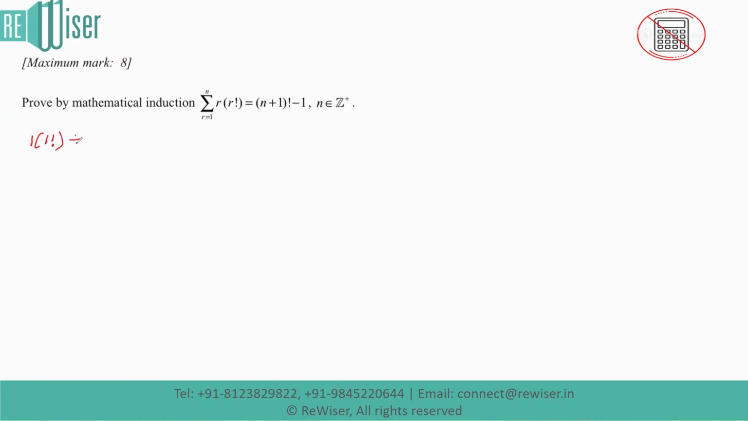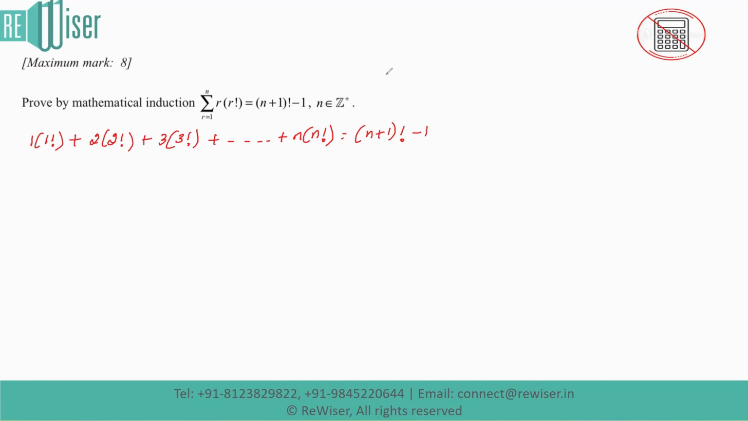For the second term, this is the summation notation, which means it is a sum, the second term would be 2 times 2 factorial. And the third term would be 3 times 3 factorial, and so on. My nth term is going to be n times n factorial. And on the other side, we have it as (n plus 1) factorial minus 1. So this is the equation we have.